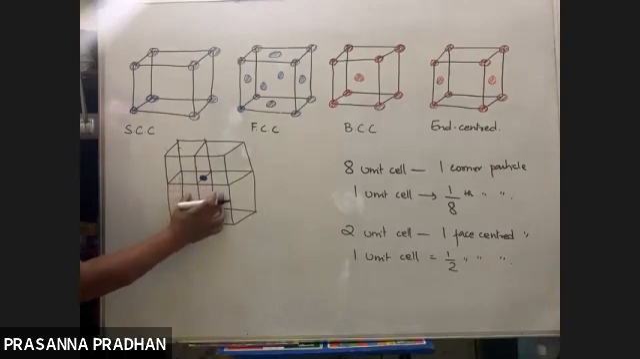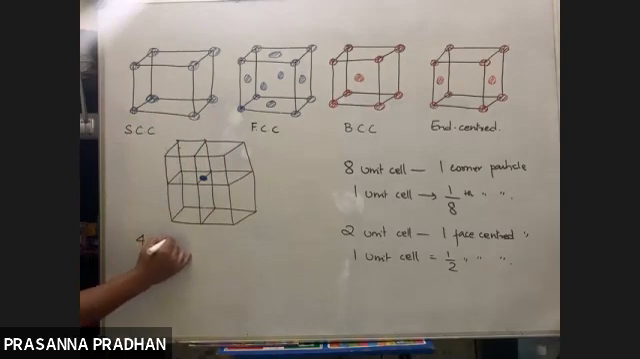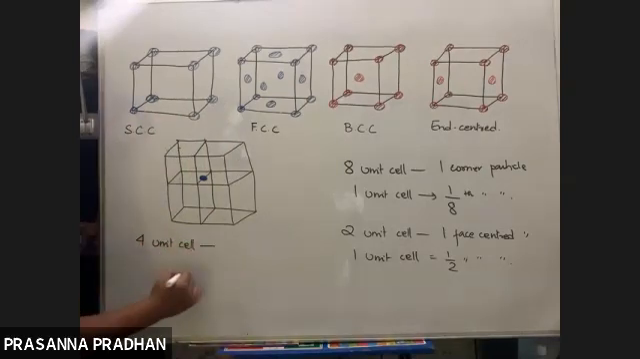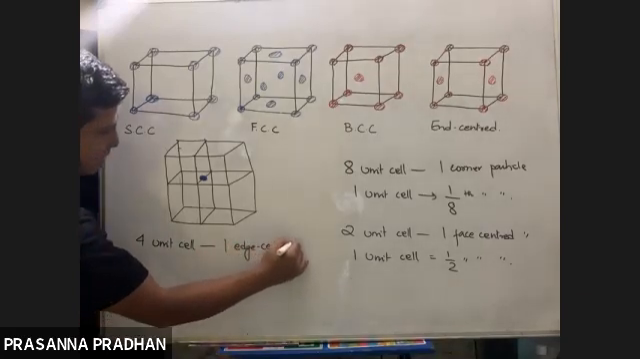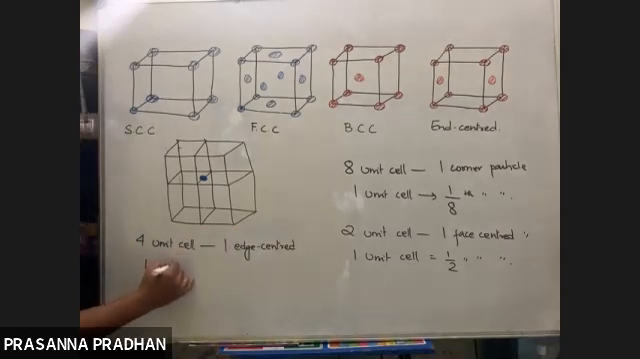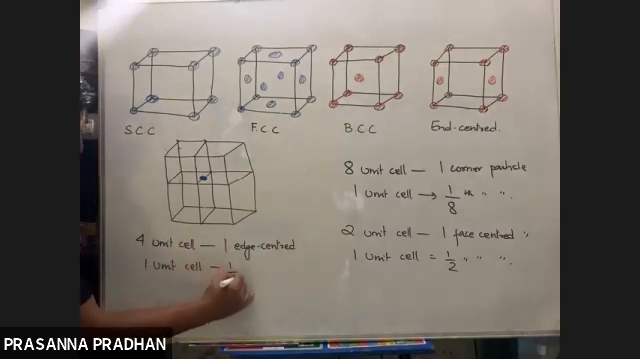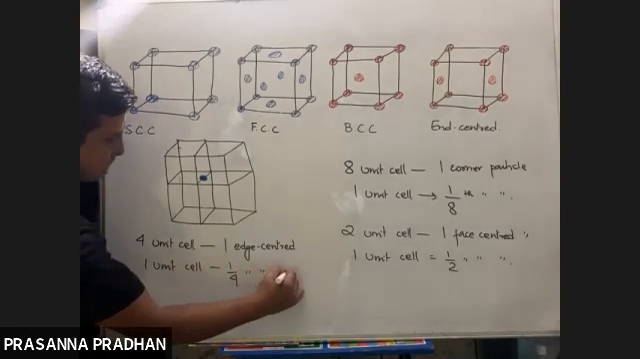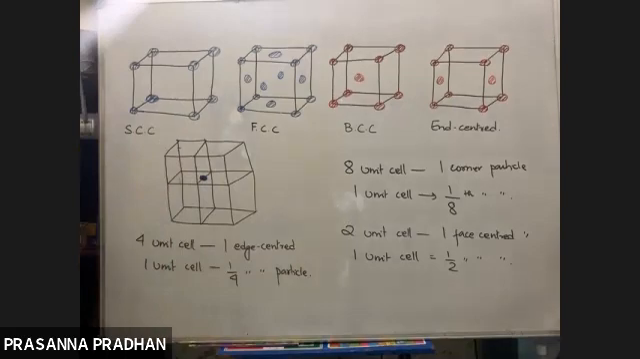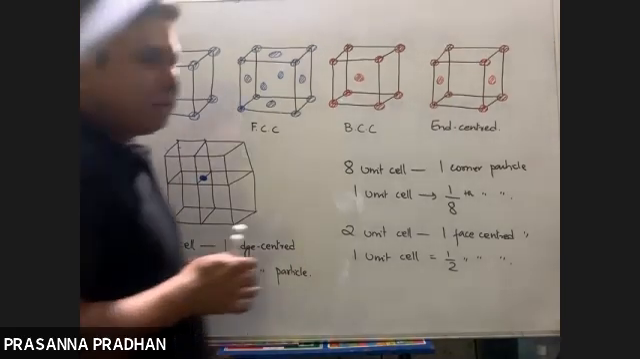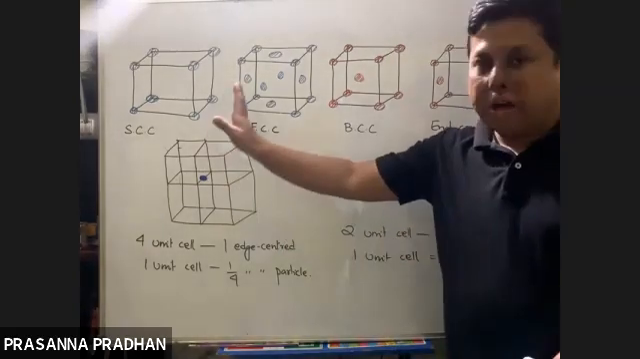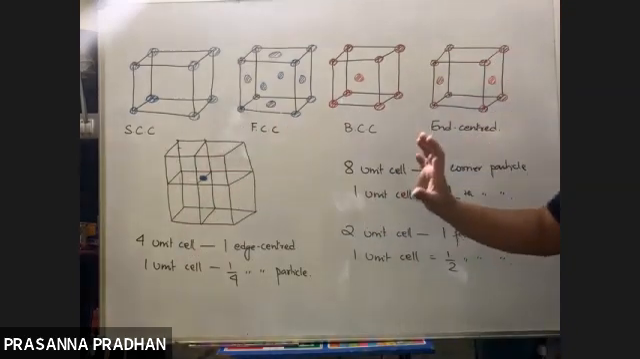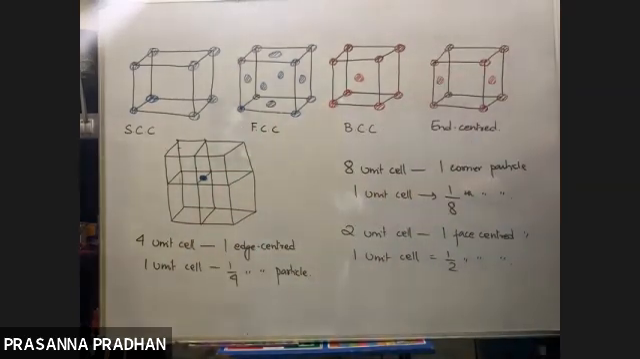4 unit cells. This was shared by 2 unit cells, and above it also there are 2 unit cells. So 4 unit cells share 1 edge-centered particle. So 1 unit cell gets 1/4 of an edge-centered particle. What fraction of a particle present at the edge centers belongs to a unit cell? Only 1/4 of an edge-centered particle will belong to a unit cell.